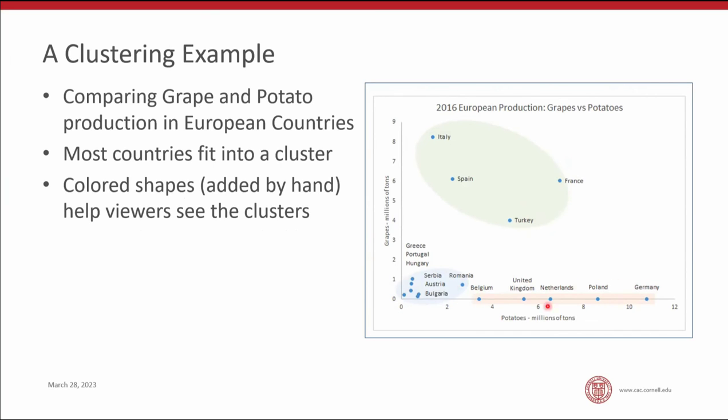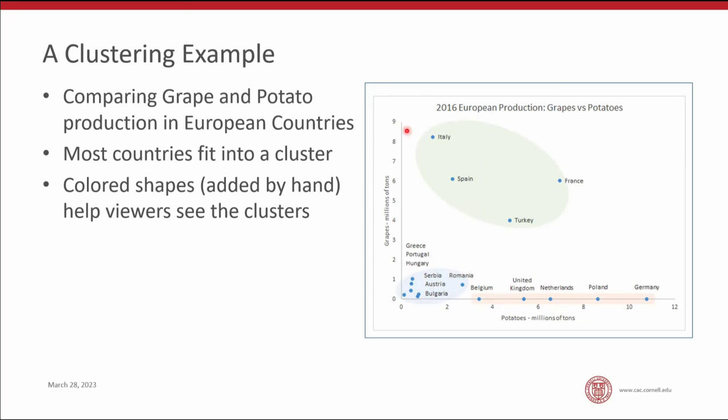This is the sour grapes category, I'll call it. They don't produce any grapes at all. And these are more northern countries. And then there's the small potatoes countries that don't produce many potatoes, but they do seem to have some of both grapes and potatoes, but probably not enough to do a lot of exporting.